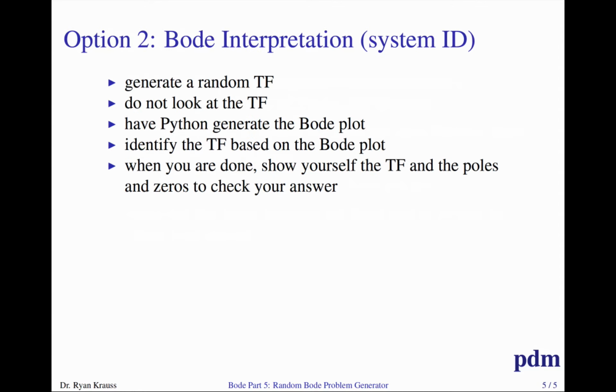Case 2, you generate a random transfer function, but do not look at the transfer function itself. Instead, you let Python generate the Bode plot immediately. You then look at that Bode plot and figure out where the poles and the zeros are and come up with an expression for the transfer function. And when you're done, ask Python to show you the transfer function and the poles and the zeros.